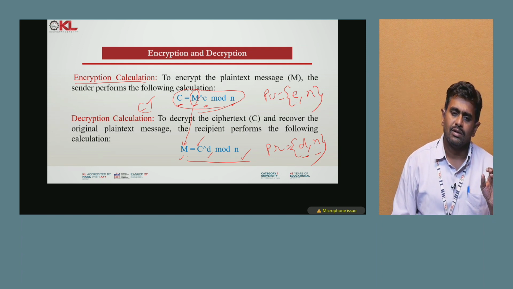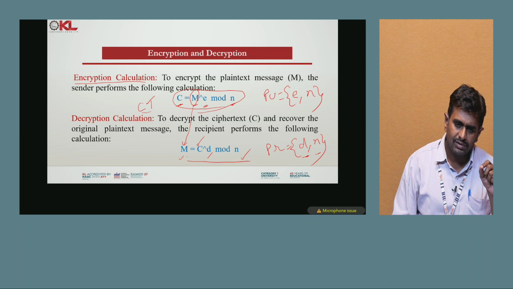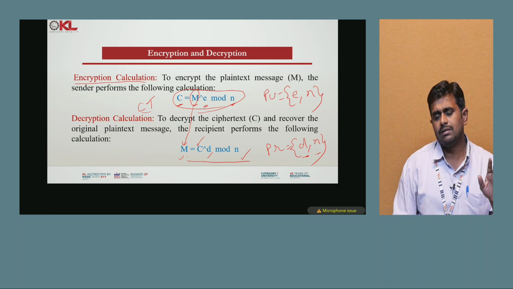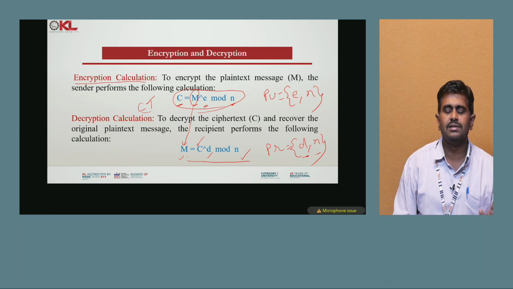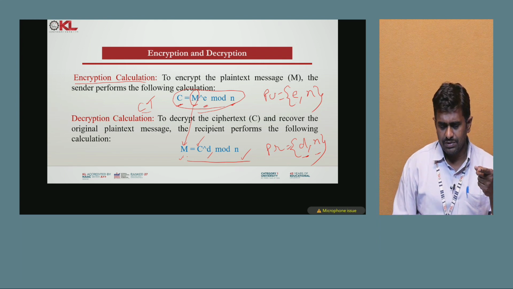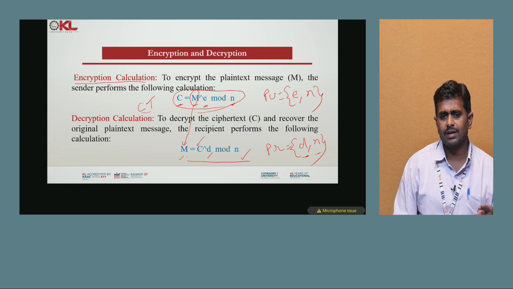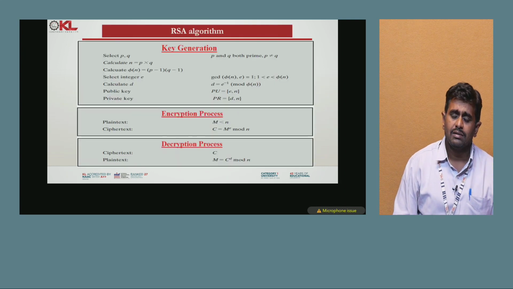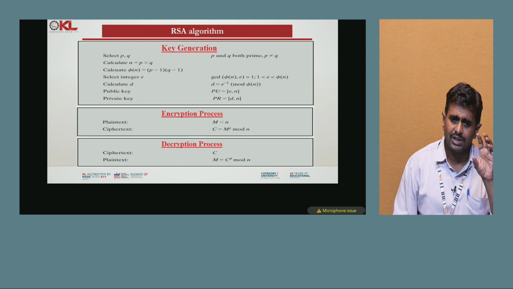If both values are right, then your algorithm, your process, is right. So there are 3 steps. The first step is generating 2 keys, then encryption, then decryption. This is the RSA algorithm, and the same steps are included in one slide.